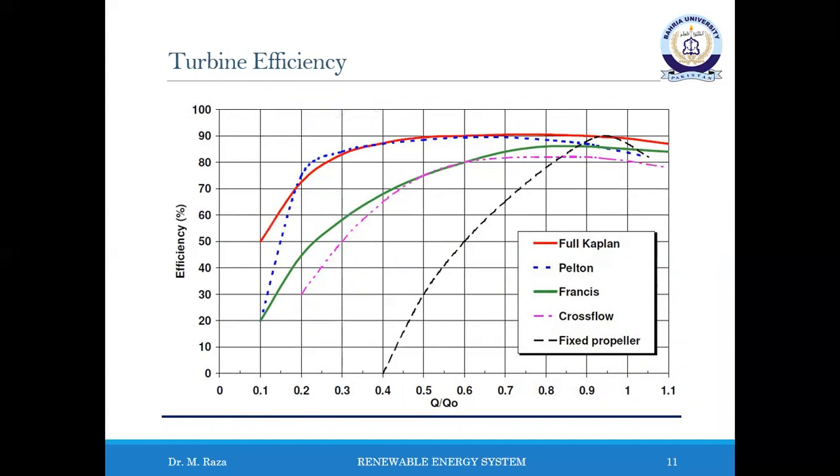Part load is an operation below the full rated load at a given turbine rotational speed. Cross flow and Francis turbine efficiency drops more sharply if they run at below half their normal flow. Hence, they are used in run-of-river plant schemes with constant flow.